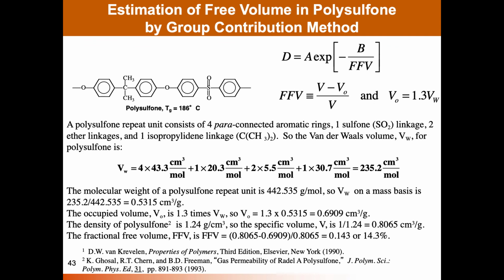And in that context then, polysulfone has 4 para-connected aromatic rings. There are different van der Waals increments for ortho, meta, and para-connected aromatic rings. It has 1 sulfone linkage, 2 ethers, and 1 isopropylidene linkage. And for each of the para-connected aromatic rings, the van der Waals volume out of Van Krevelen's tables is 43.3 cc per mole, 20.3 cc per mole for the sulfone. These are the ethers. They're tiny at 5.5 cc per mole, and then the isopropylidene group. And so you can calculate from the group contribution methods the so-called van der Waals volume, and that would be essentially the volume that's occupied by the atoms and the electrons that doesn't permit any diffusion or penetrant overlap.